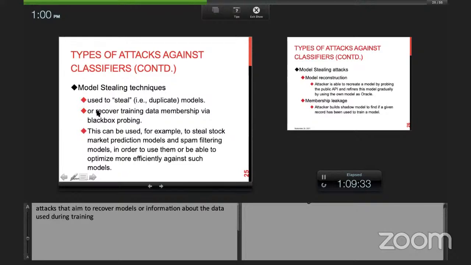This is one way, and another technique may be to recover the training data membership via some black box probing. This can be used, for example, to steal stock market prediction models and spam filtering models, in order to use them or optimize more efficiently against such models. So why do you duplicate the models? Obviously, you learn from that duplicate model so that you can feed in bad data. Since you now know how the model works, you know how it will deal with malicious data. So model stealing techniques are attacks that aim to recover the models or information about the data used during training.